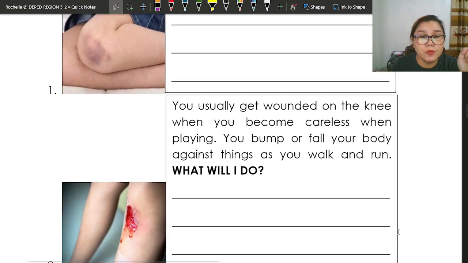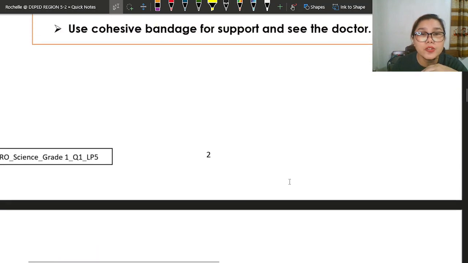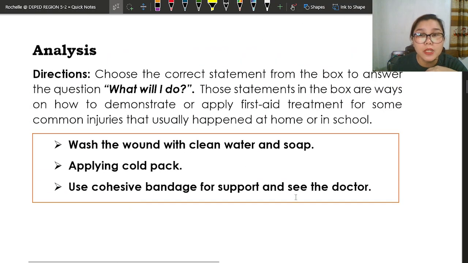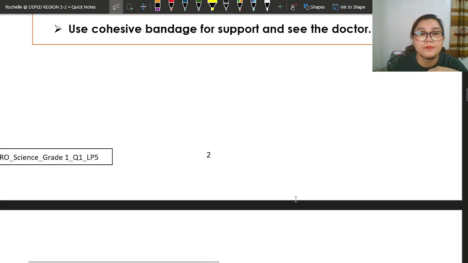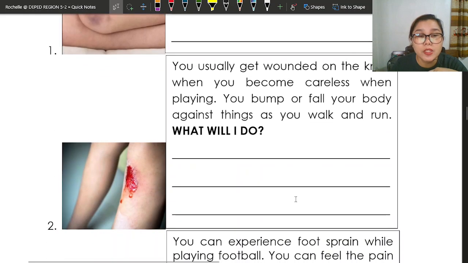For number 2, what will I do? You usually get wounded on the knee when you become careless when playing. Yung nadadapa. You bump or fall your body against things as you walk and run. What will I do? Again, you are going to choose from these 3 statements. Pause to finish number 2.